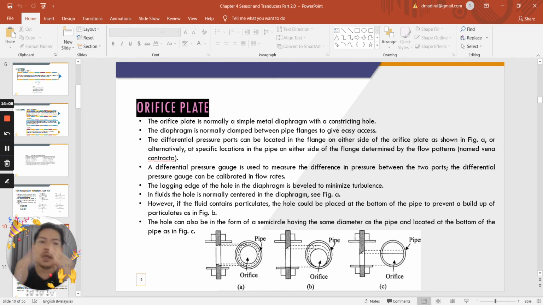build up, and then this will cause a blocking condition in the pipe, where it becomes clogged. That's why the hole needs to be placed at the bottom of the pipe to prevent build up of this particulate. Okay, the hole can also be in the form of a semicircle having the same diameter as the pipe and located at the bottom of the pipe, as in figure C.